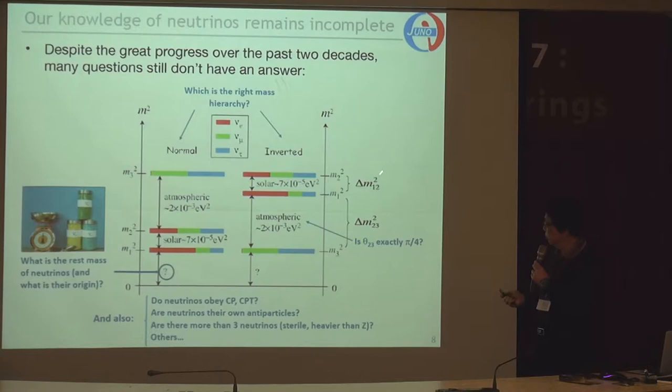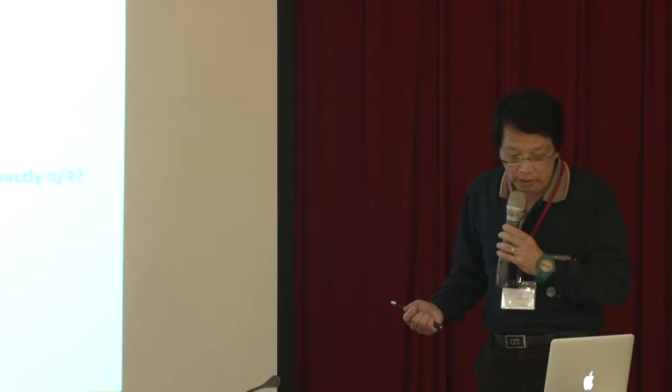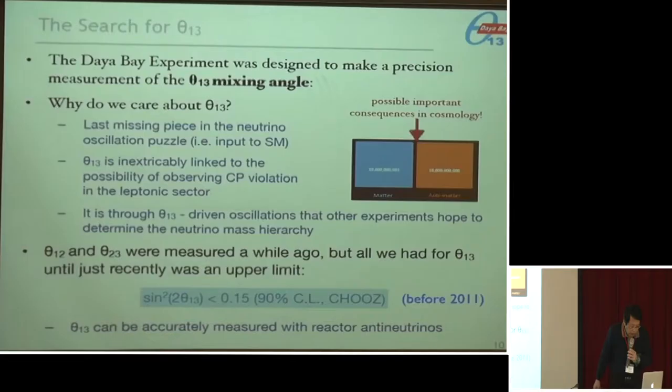Once we have all the other measurements, we can see we still have many other unknowns. For example, the CP violation, CPT, whether the neutrino is its own antiparticle, Majorana, and also whether there are any extra neutrinos, etc.